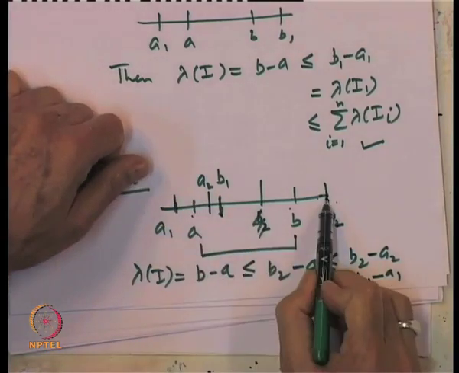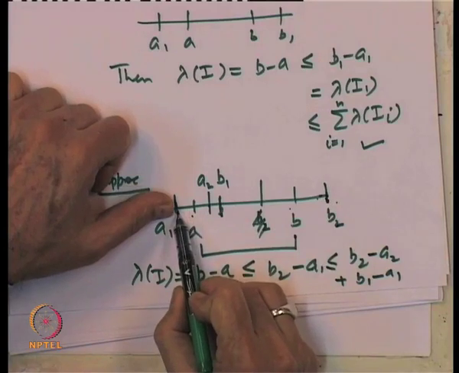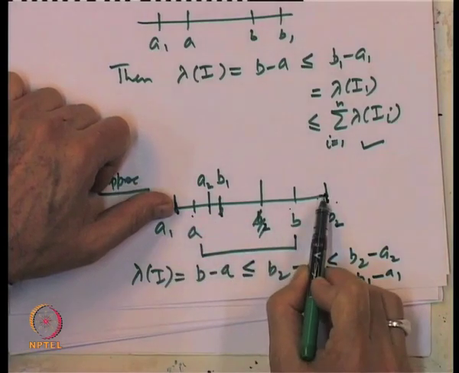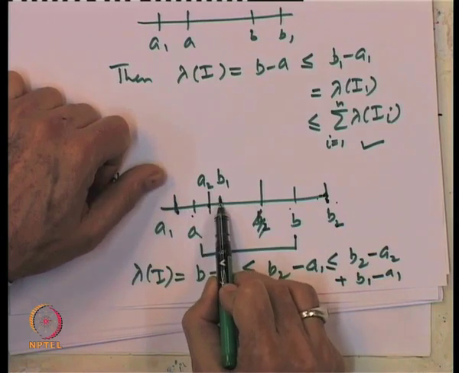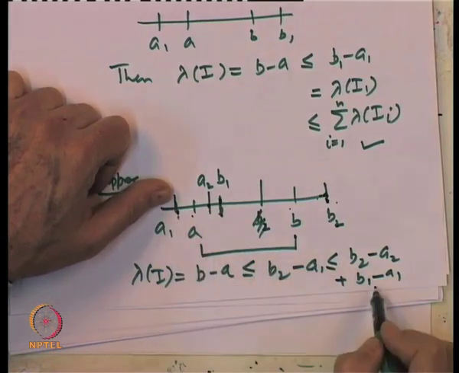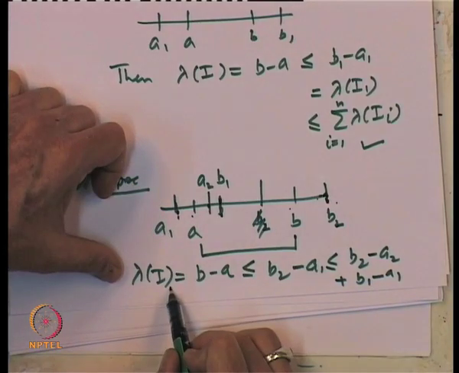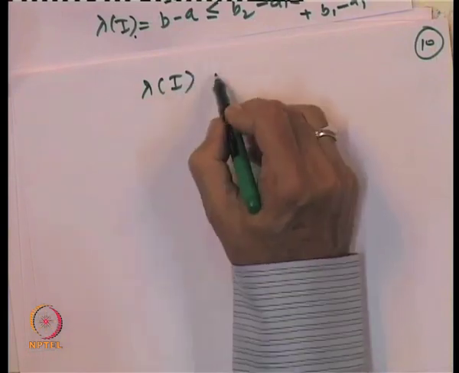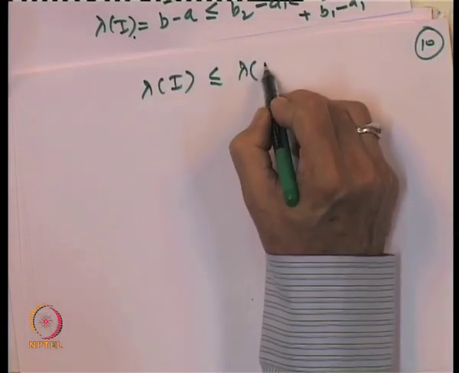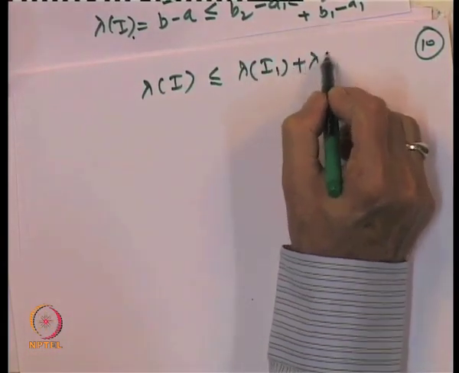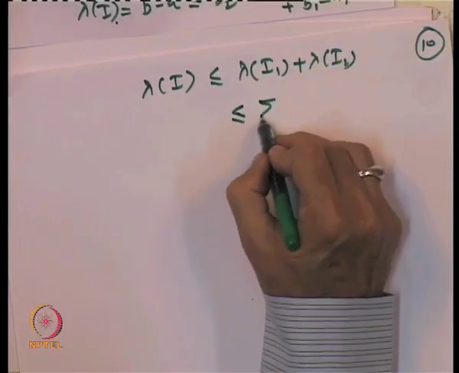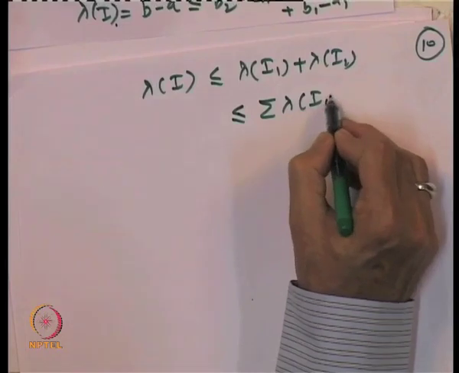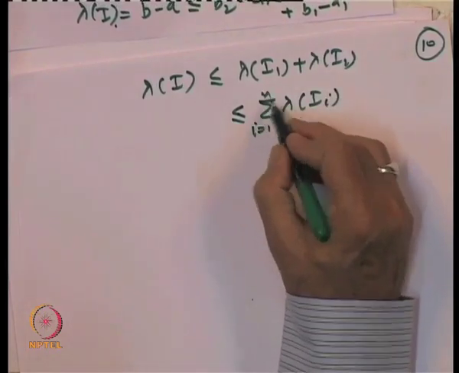So, B 2 minus A 1 is less than or equal to B 2 minus A 2 plus B 1, we are adding something bigger, and then A 1. So, that is length of I. So, in that case length of I will be less than or equal to length of I 1 plus length of I 2, and so that is anyway less than or equal to summation length of I i's, i equal to 1 to n.